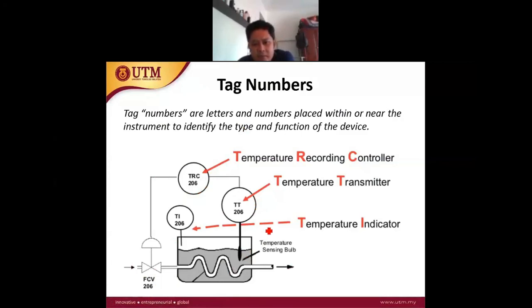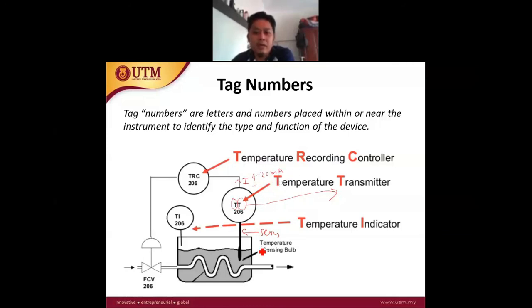Okay, so we have a simple example. Let's start from here. Here we have a temperature sensing bulb. So this is a temperature sensor, connected to this TT. The first T means the variable, temperature. The second T is transmitter. Transmitter means that it converts the output to current, 4 to 20 milliamp level.